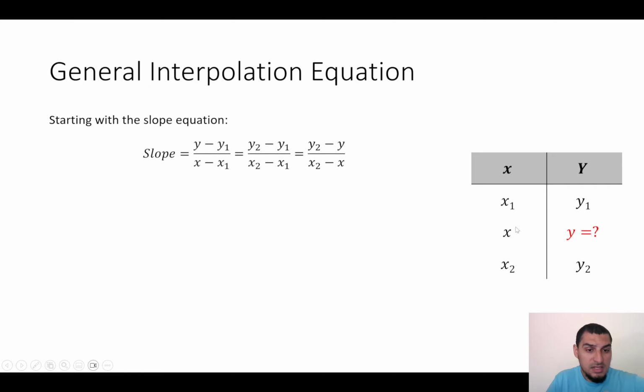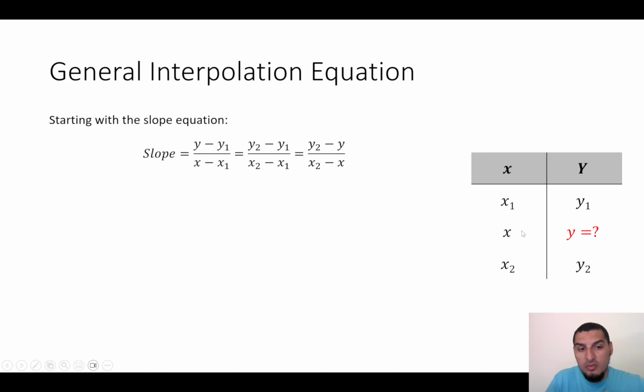Of course, x is the independent variable that I want to get its corresponding y. So I know 2 points, x1, y1 and x2, y2, and I know x, and I don't know this y. So it's going to be y minus y1 over x minus x1. This is the slope, which is equal to y2 minus y1 over x2 minus x1, and it can also be y2 minus y over x2 minus x.